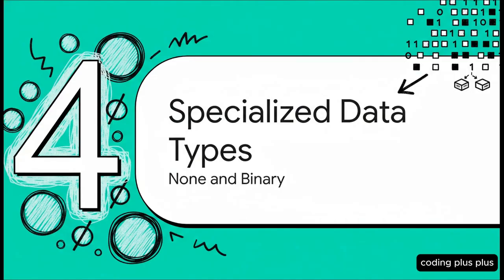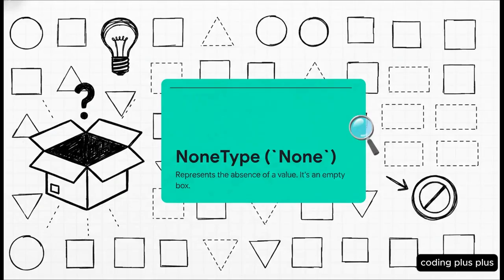Okay, let's quickly touch on a couple of more specialized data types. You won't use them every single day, maybe, but they handle really important ideas like what it means for something to be empty. And the first one is None. Now be careful. None does not mean zero. It doesn't mean an empty string, and it's not the same as false. It literally means the absence of a value. The best way to think about it is an empty box. You've set aside a place for something, but there's just nothing in it yet.